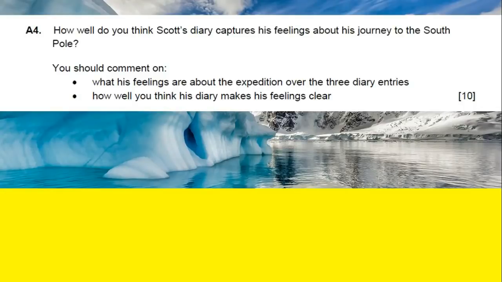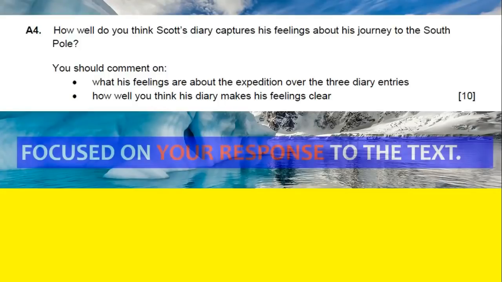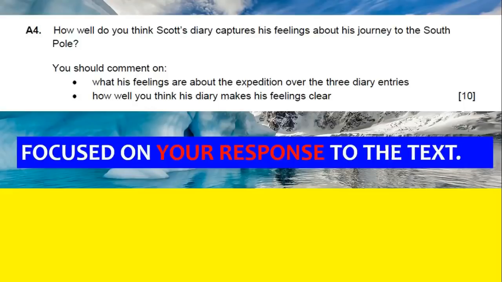So remember, the question is, how well do you think, so us as readers, think Scott captures his feelings about the pole, what his feelings are and how he communicates these feelings. So you're going to be focused on your response to the text, what you think of the text. So your response to the text will be different from what your classmates' will be. So just focus on what you think.